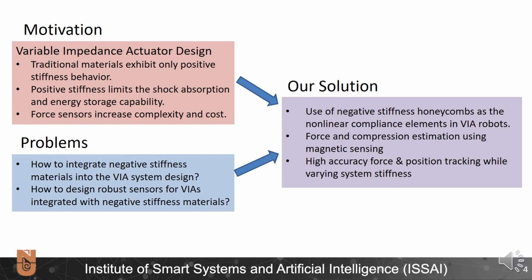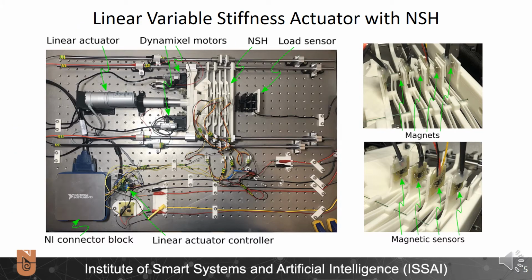Also, we implemented a force and compression estimation sensing system with the use of magnetic sensors. These decisions allow us to track force and position of the variable impedance actuator with high precision in real-time stiffness changing. In this slide, the assembled setup can be observed.